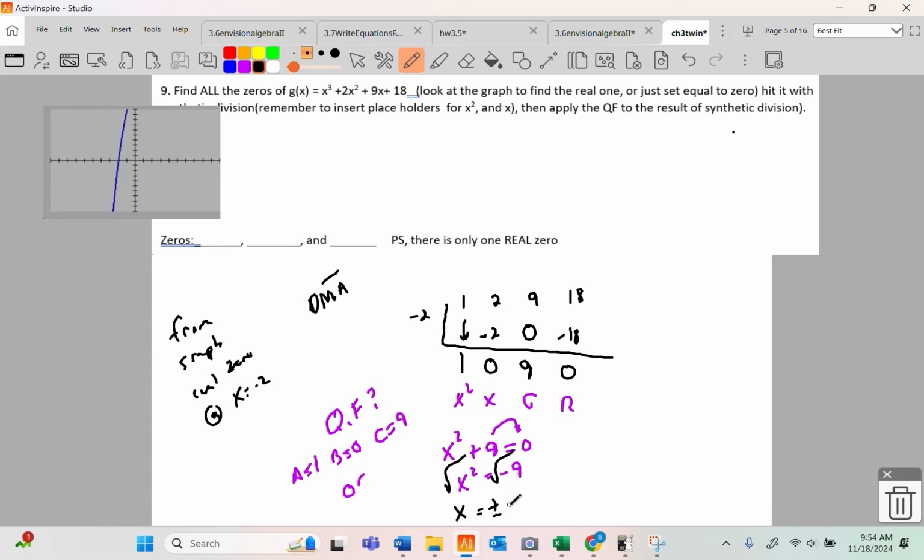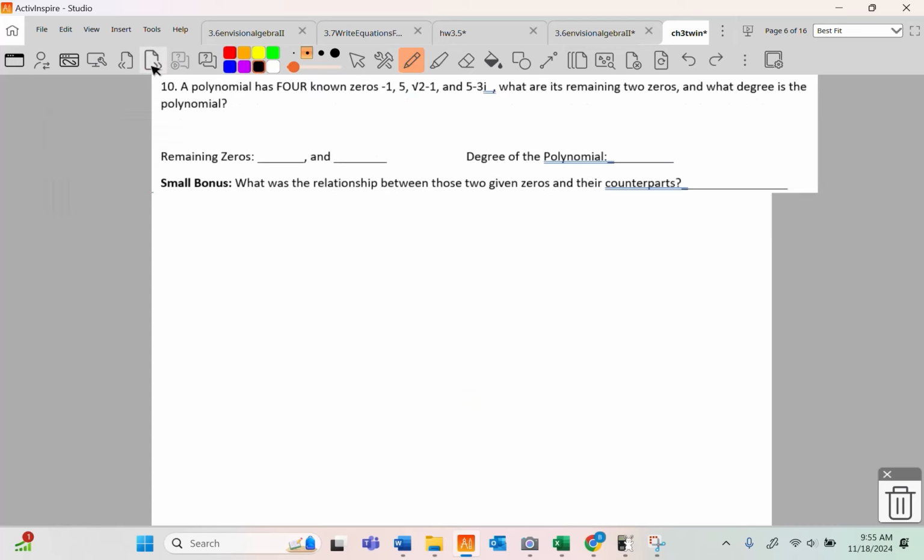You know it's imaginary, right? And you know that the root of 9 is 3. At least you're supposed to. Sadly, I don't know how it came to be, but a lot of kids don't know what the square root of 9 is, but it's 3. So our zeros were -2, 3i, and -3i. And by the way, these two guys are conjugates. They are conjugates of each other. It's a nice, important word.